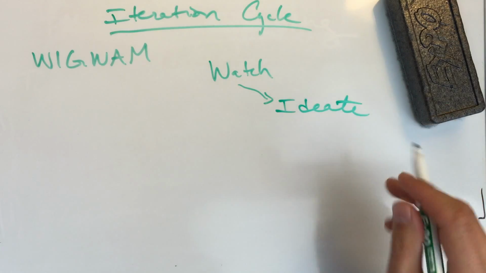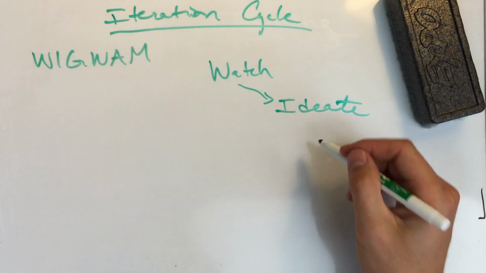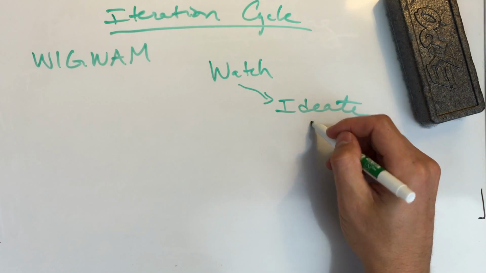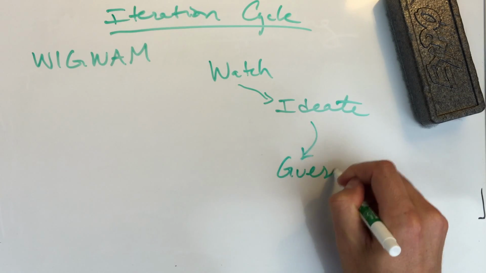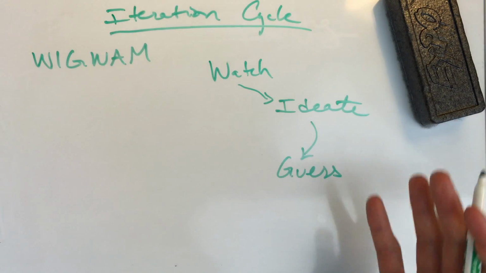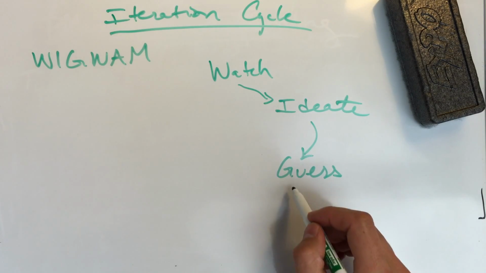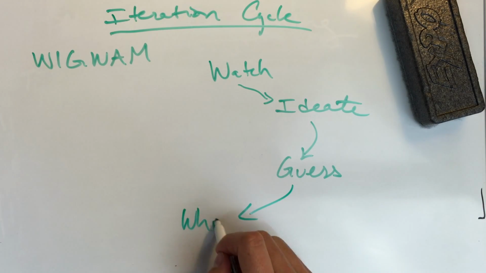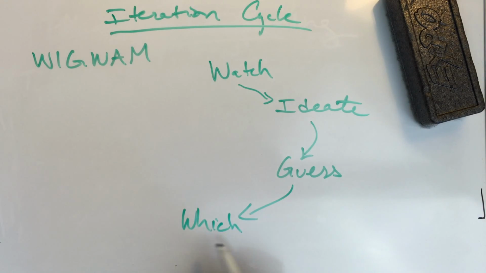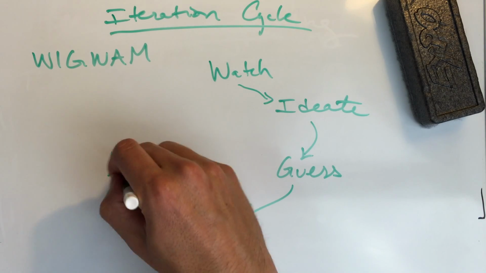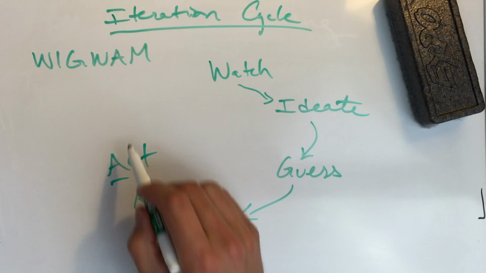Ideate. Now this is a generation of ideas to try to figure out how you might improve your idea. G for guess. Take a guess, what you learned so far. Which of your ideas do you think will make the biggest impact? Going to another W, which is essentially figure out what change you're going to make. A, make the change, take action.